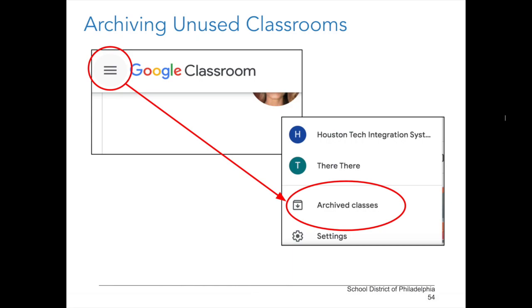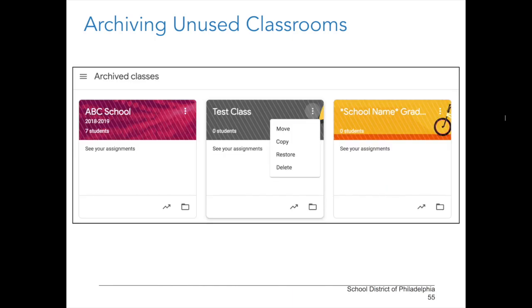To view your archived classes, click the 3 lines in the upper left corner of your Classroom Overview page. Then scroll all the way to the bottom to select Archived Classes. From here, you can move, copy, restore, or delete a class that you have archived.